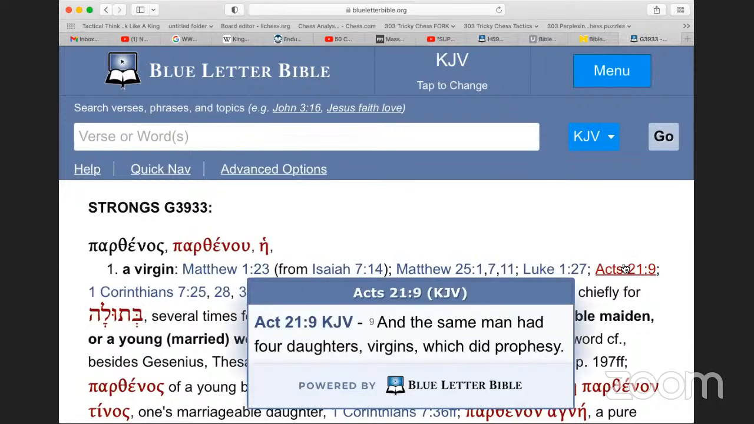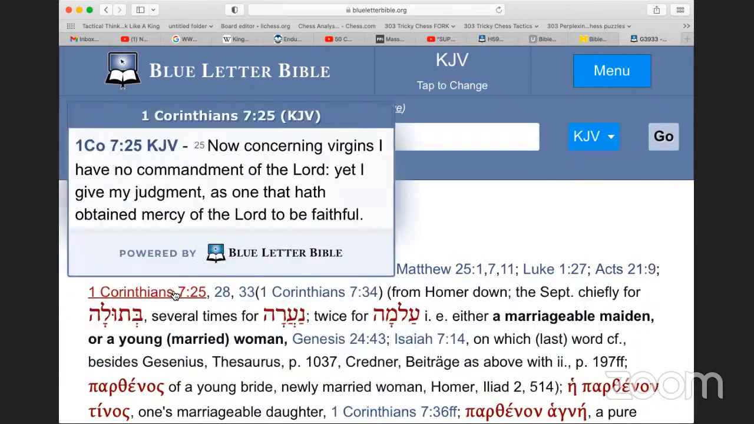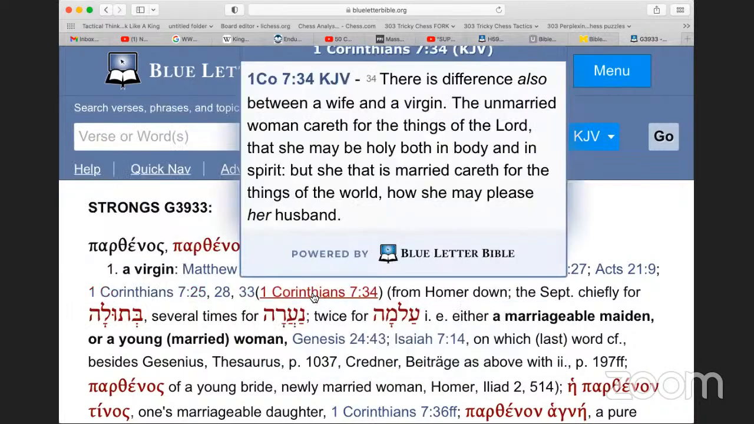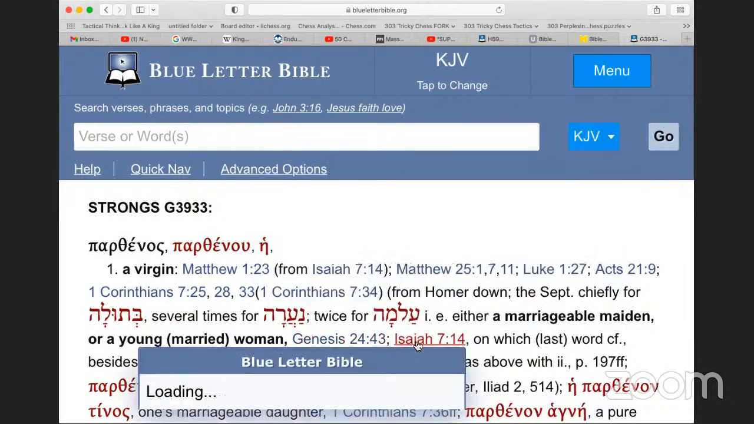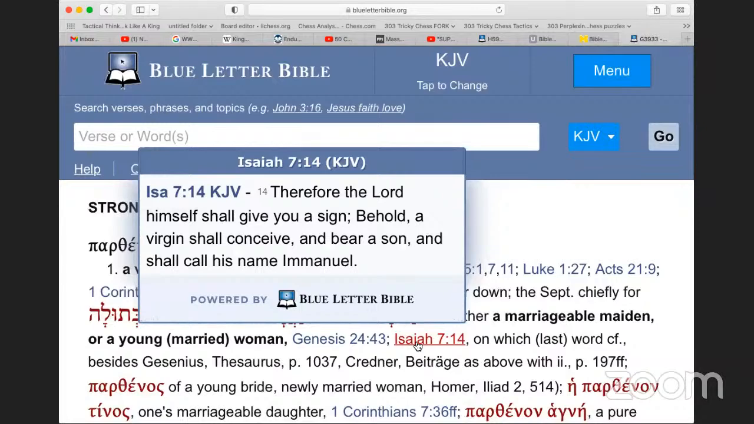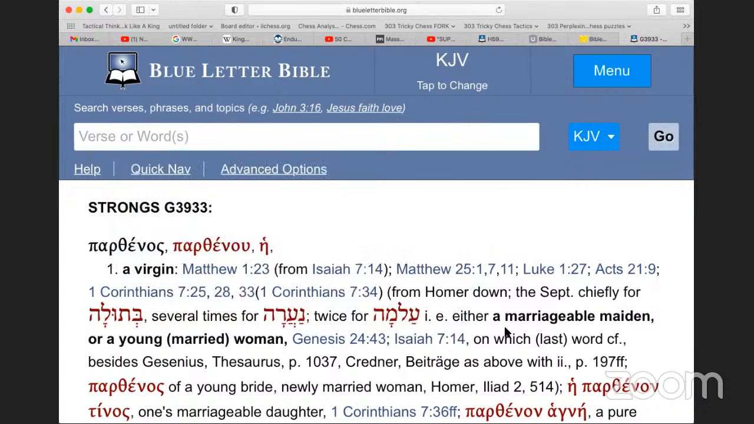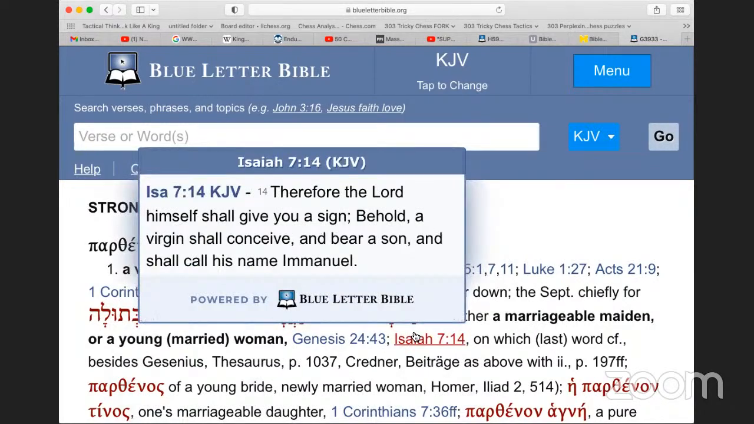Acts 21 is women without sex. 1 Corinthians 7:25, these are women without sex. So you see, these are women without sex. Now it's telling you that it's used twice for either a marriageable maiden or a young married woman. So twice it is translated, it uses Isaiah 7:14 just for a marriageable maiden. Okay, you see that? It's because it recognized that Isaiah 7:14 is not a woman necessarily without sex.